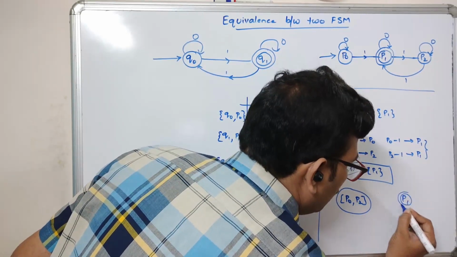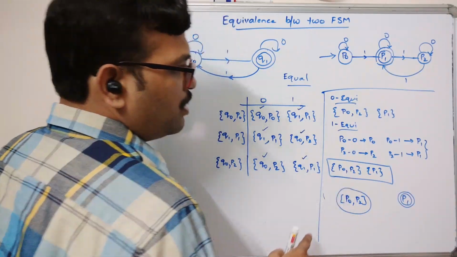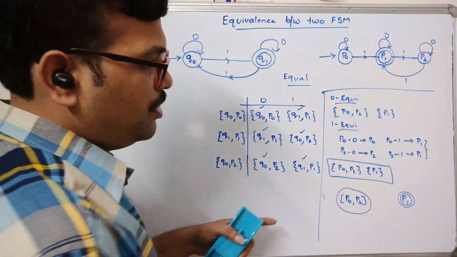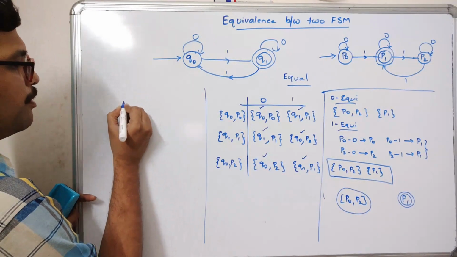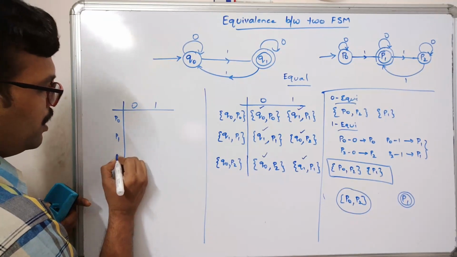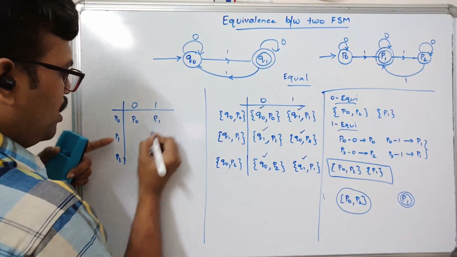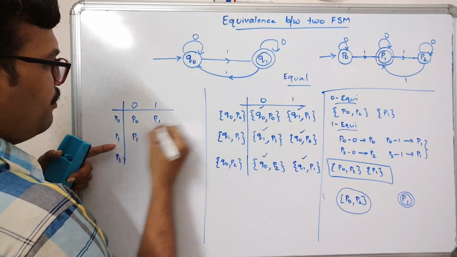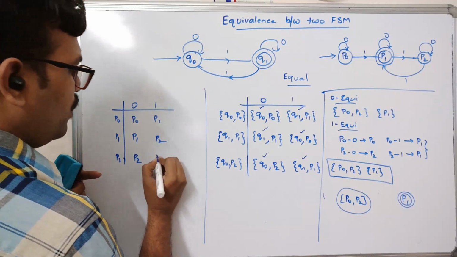So P1 is a final state, right? So you can observe here. Write down the table for this one. So 0, 1, P0, P1 and P2. P0 on 0, P0; P0 on 1, P1; P1 on 0, P1; P1 on 1, P2; P2 on 0, P2; P2 on 1, P1.